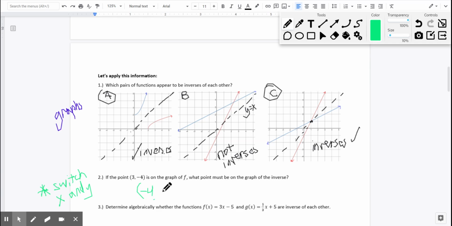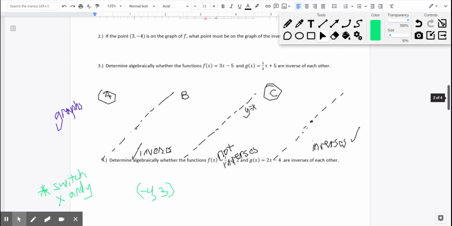So if we just flip-flop the ordered pair, we don't change any signs or anything, we just reverse the x and y, that point would have to be on the graph of the inverse. Okay, continuing on our way for more applications of what we just learned or reviewed.